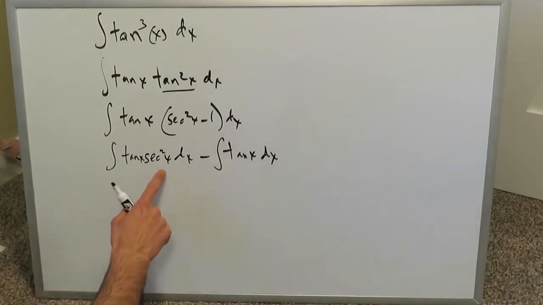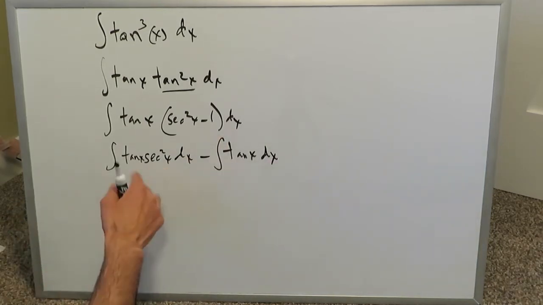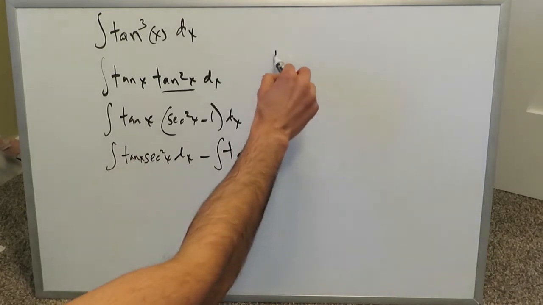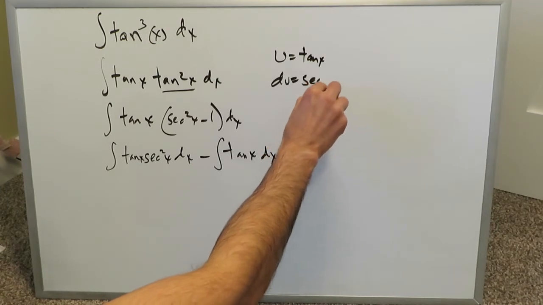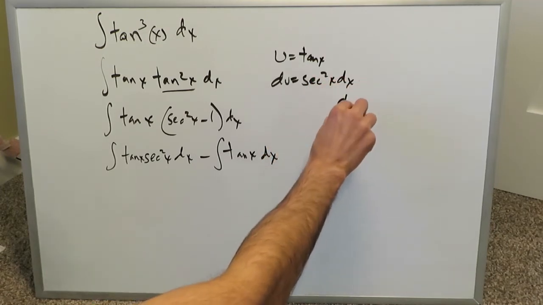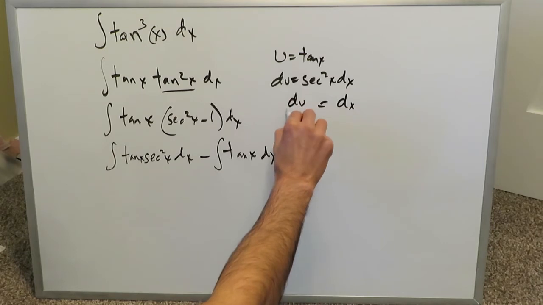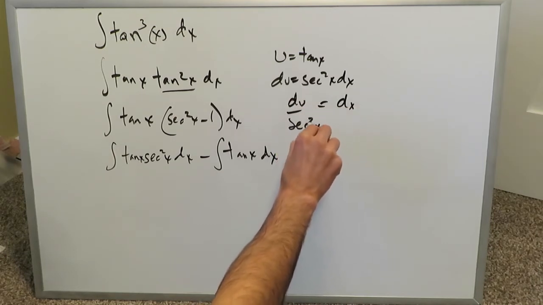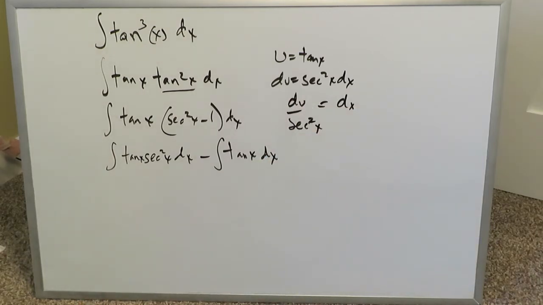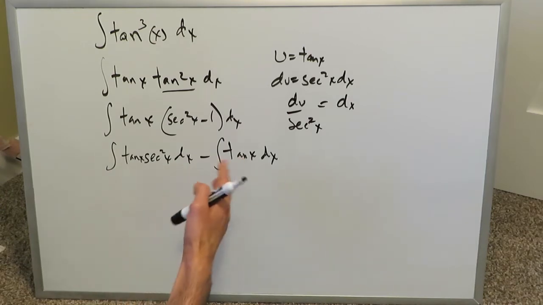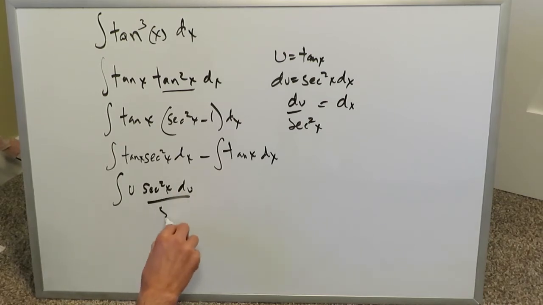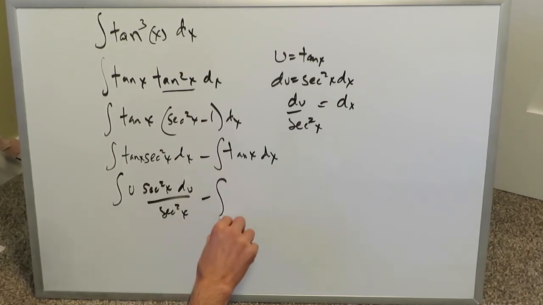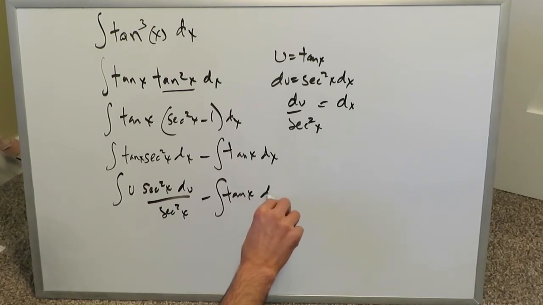Here you do basic polynomial substitution, but using trigonometric functions. u is equal to tan x, du is equal to secant square x dx, and dx is equal to du over secant square x. And all of these are indirect integrations. We're not doing direct integrations, they're indirect, so that's fine. Here we substitute u for tan x, then we have secant square x, then we have du over secant square x, then minus integral of tan x, which is easy.